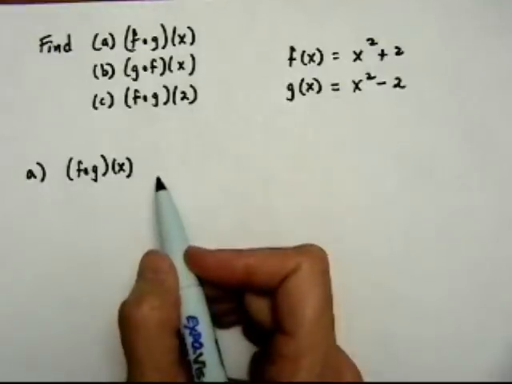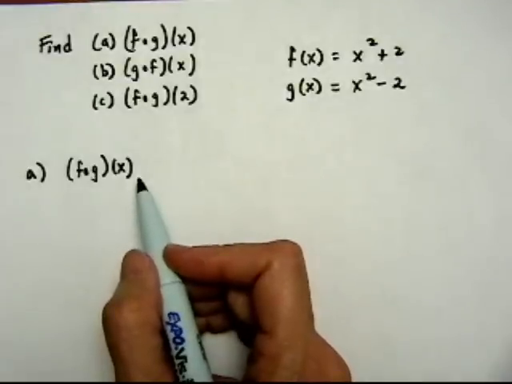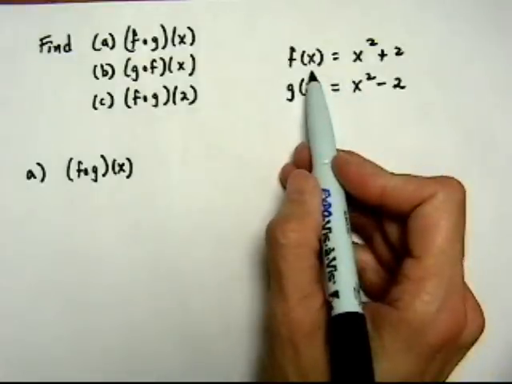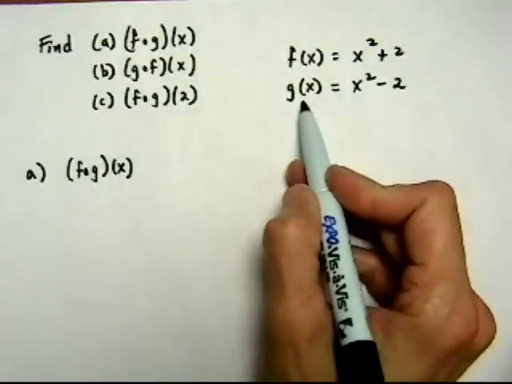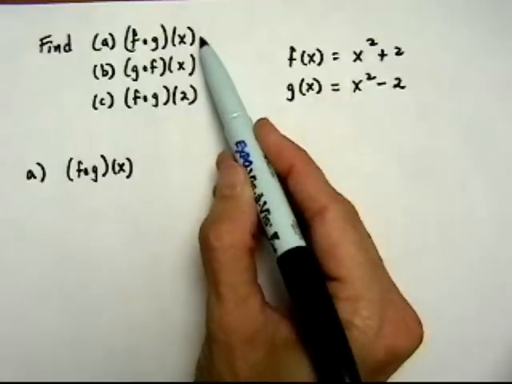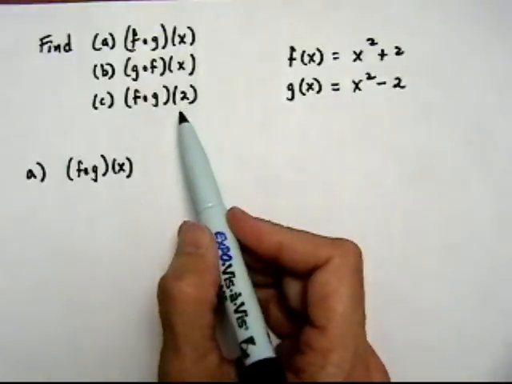Alright, we're going to find some more composite functions here, like in the part 1 or the number 1 video. The only difference is that the functions are a little bit more difficult to work with. So now we've got f of x equals x squared plus 2, g of x equals x squared minus 2. And again, we're going to find f of g of x, g of f of x, and then we'll evaluate f of g of 2.